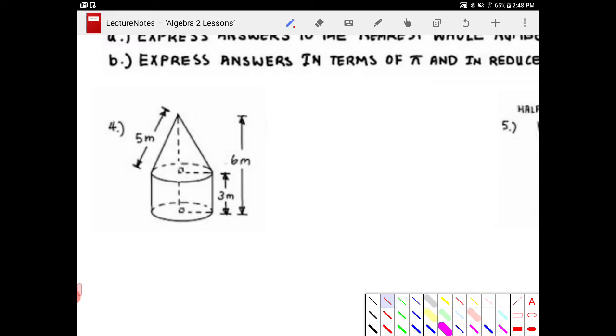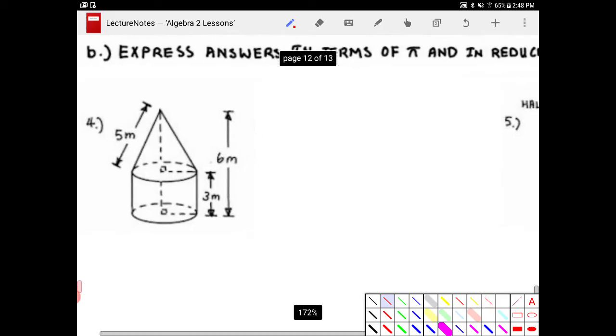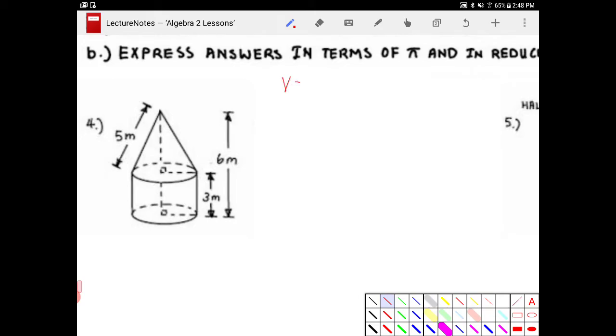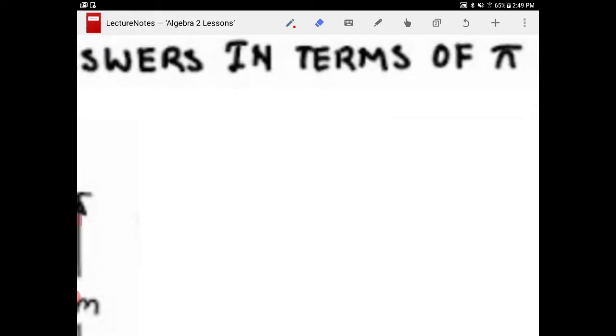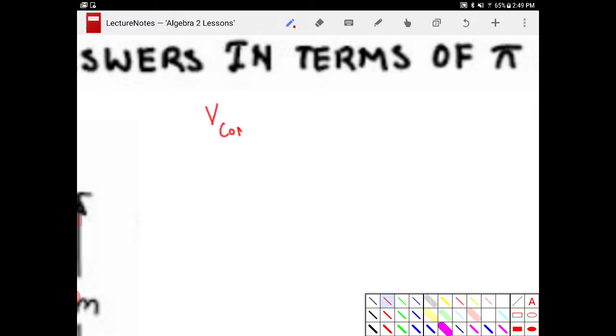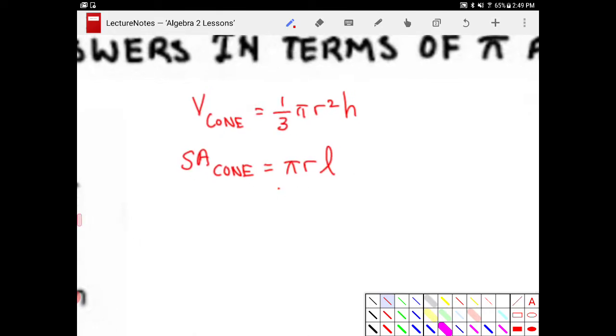Alright, so a couple of things are really important. Some formulas that we will be using for this exercise are the following. The volume of a cone is given by 1/3 pi r squared h. The surface area of a cone is given by pi r times L, where L is what's called the lateral edge.